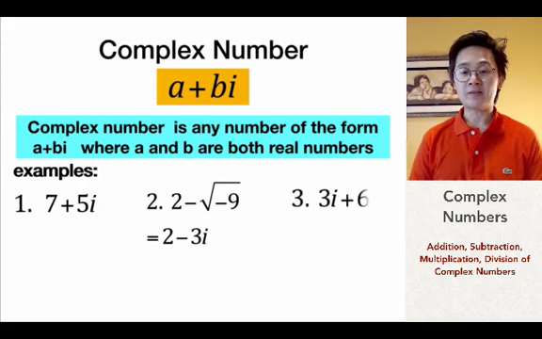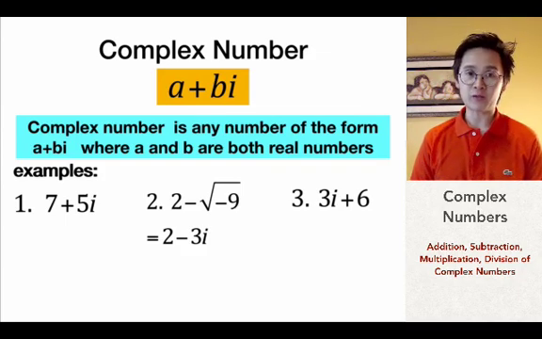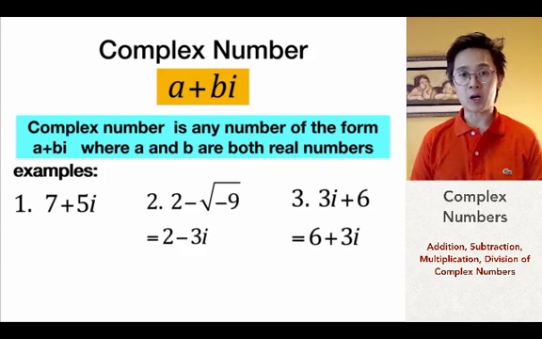And if we have 3i plus 6, notice that the imaginary part came first before the real part, and to write it in standard form, we always have to write the real part first and then the imaginary part. So we'll have 6 plus 3i. So these are some of the examples of the complex numbers that we're going to deal with in this lesson, because for today we're going to be working on operations involving complex numbers.